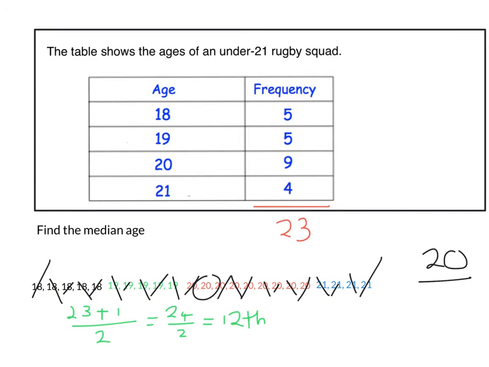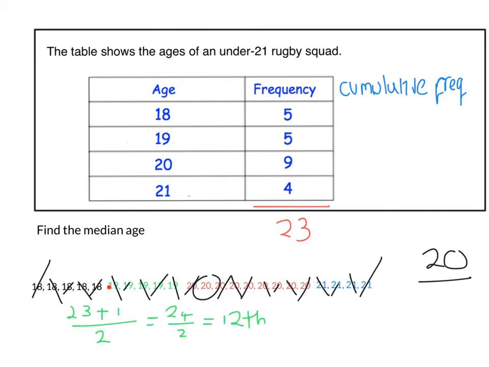So here I had 23, I added 1, I divide by 2. I'm looking for the 12th number. That's obviously not giving me the median, so what I have to do is look at something called the cumulative frequency. And we'll look a bit more at this in the coming weeks. So we've got cumulative frequency, and that's how much is the total in the list so far.